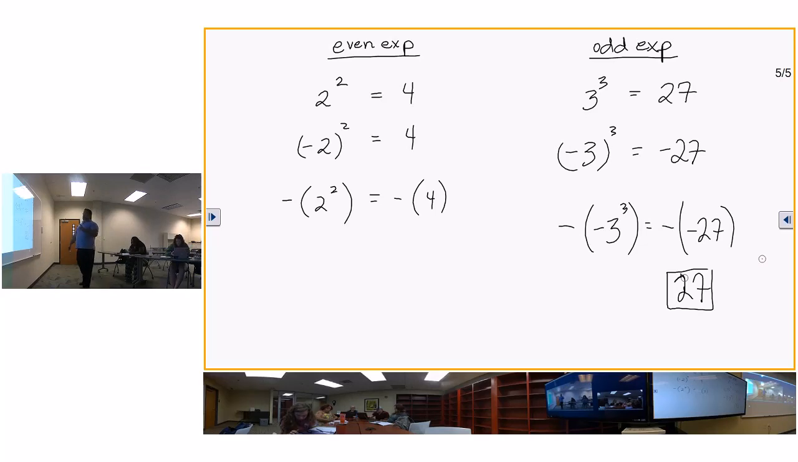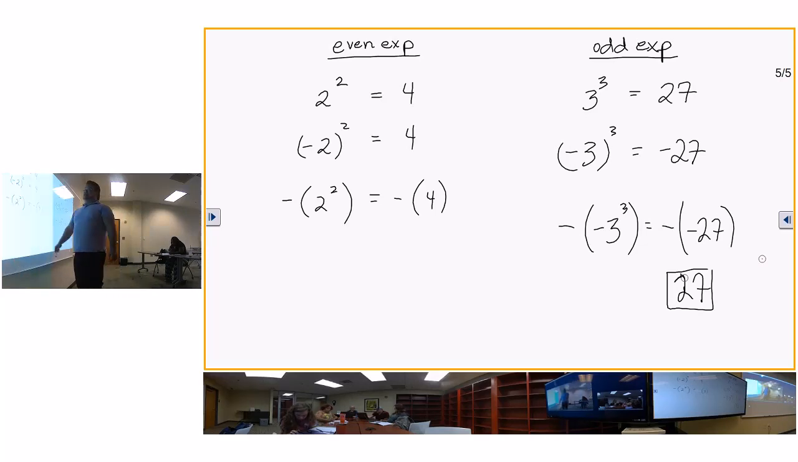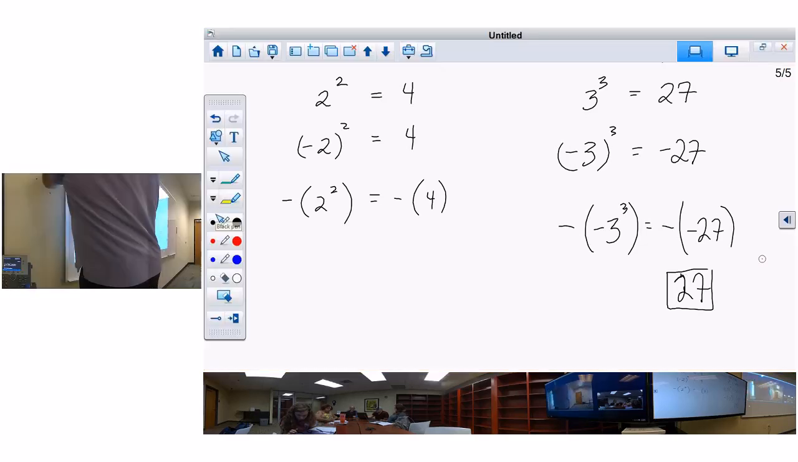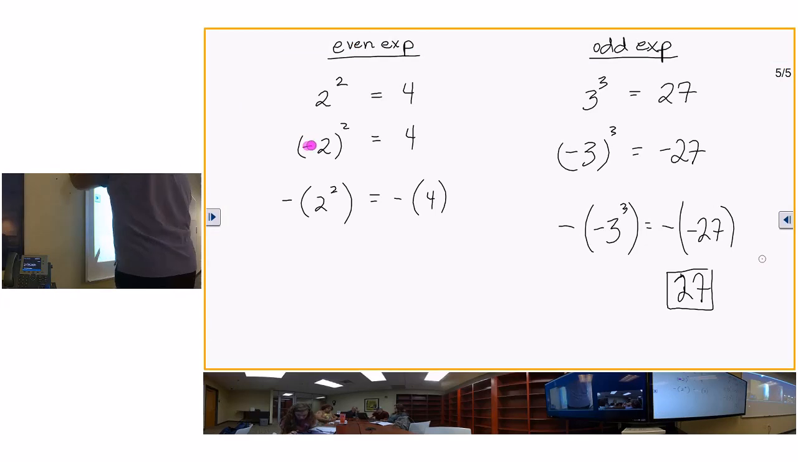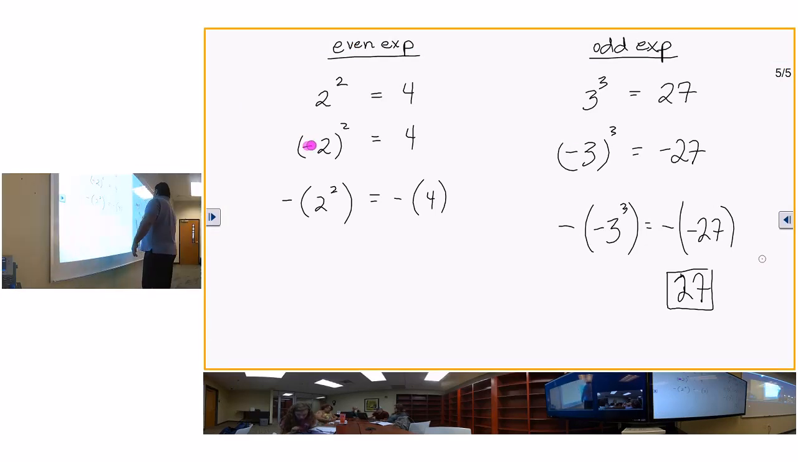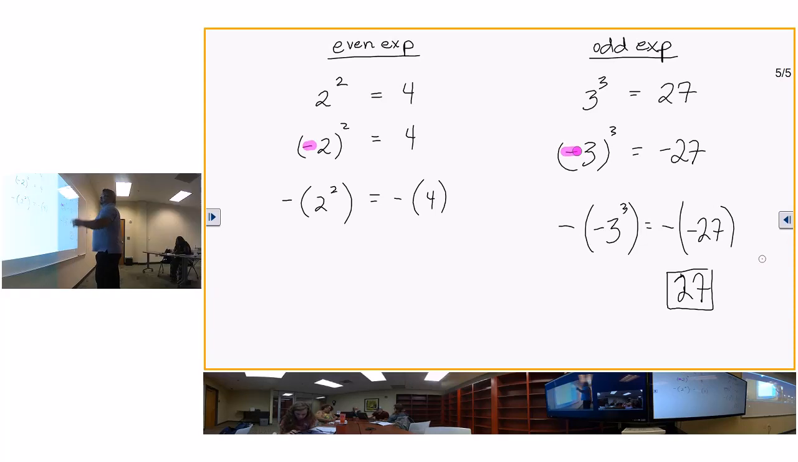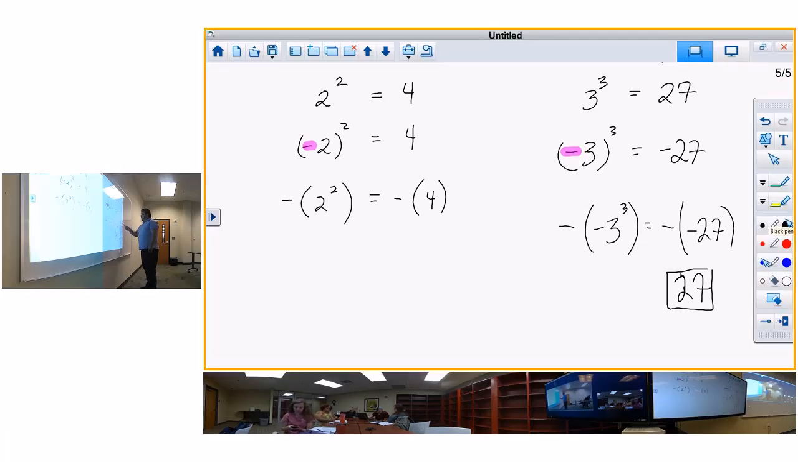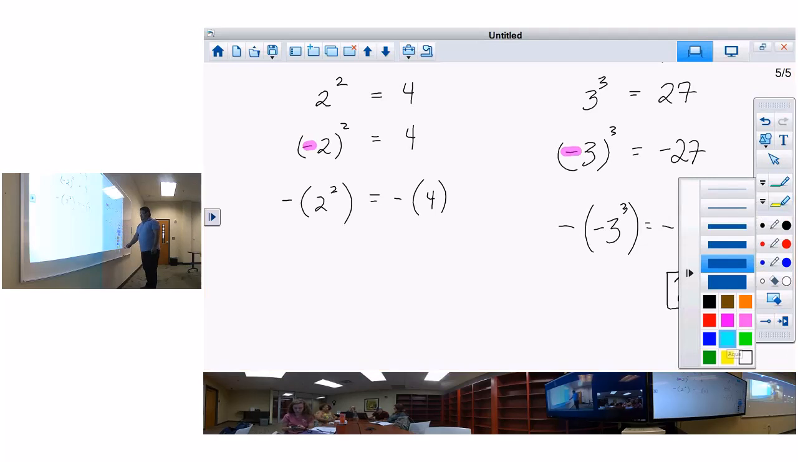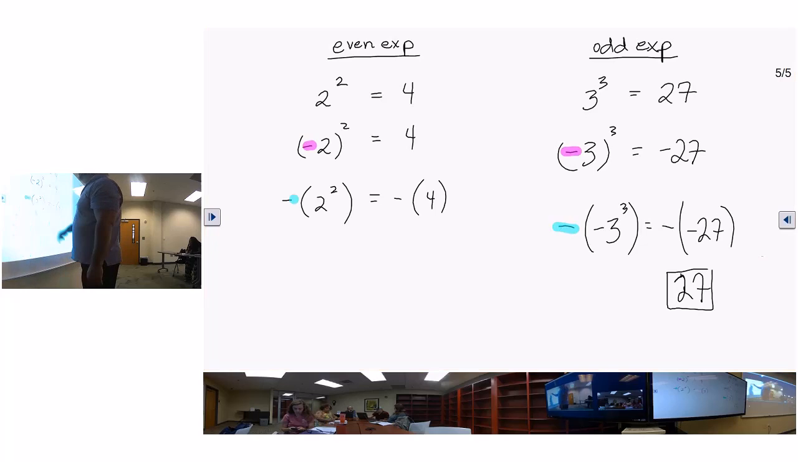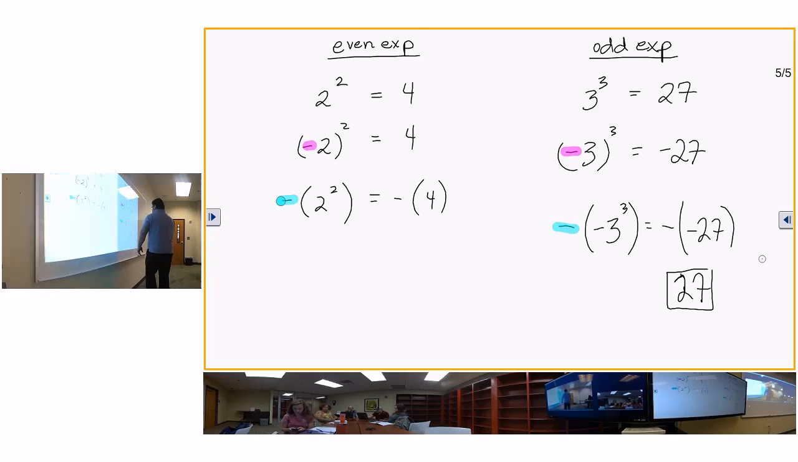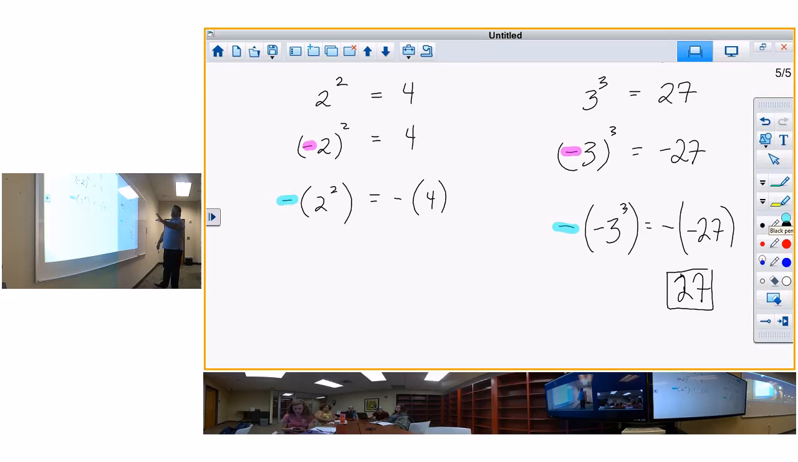Okay? Remember, if the negative is inside the parentheses, that's an indicator. With an odd exponent, it doesn't matter. With an even exponent, it does matter. But if the negative is outside the parentheses, you have to remember to multiply whatever number you get times that negative, because that negative has nothing to do with that square or that cube. And there are questions on the homework like this.